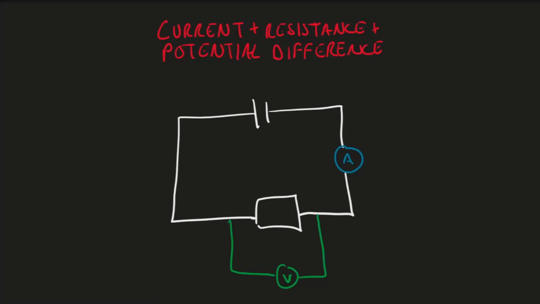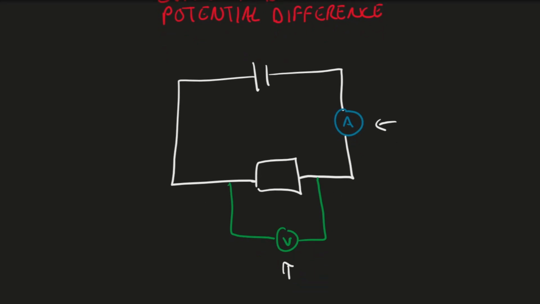So now we're going to get into the relationship between the current, the resistance, and the potential difference. And the key thing to realize is that the current is dependent on both the resistance and the potential difference. And so if you were to measure the current through a component using an ammeter like this, then you could also measure the voltage across that component using a voltmeter like this.